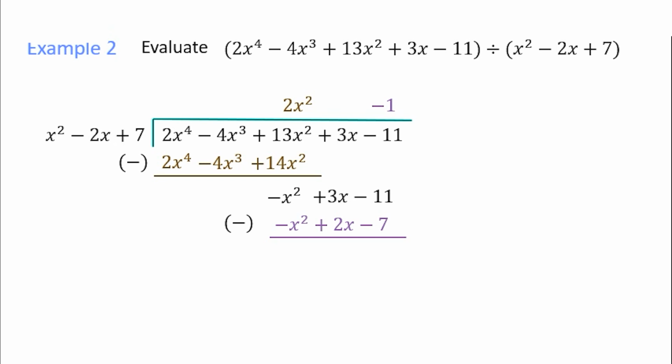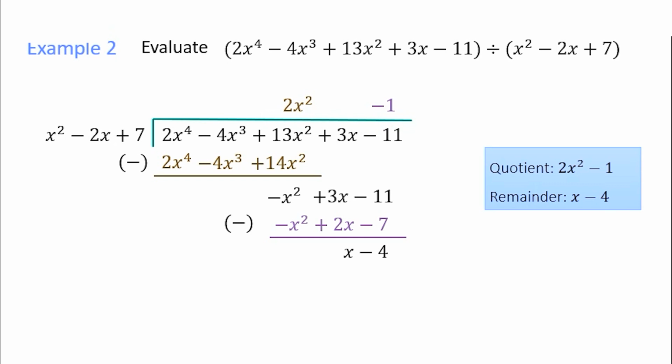Okay, and then underline again and subtract again. Again, the first two terms will cancel each other. The linear terms, if I subtract, I would get 3x minus 2x, which is 1x. And then if I subtract, negative 11 minus negative 7 is negative 4. So what is this? I hope you all remember. This is the remainder, and this is the quotient. So it means that my quotient is 2x squared minus 1, and my remainder is a polynomial this time, x minus 4.